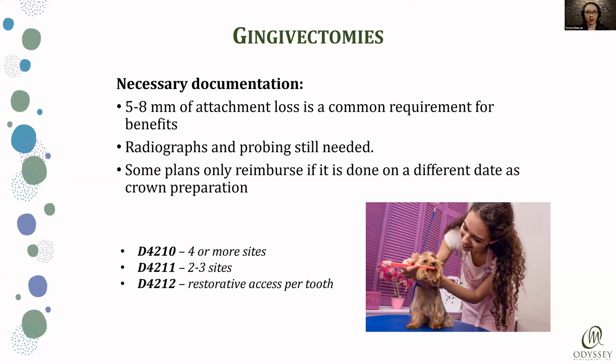This isn't every carrier, but these are the clauses that I found, which means these are the clauses I want you to look out for. So for benefits to be applied for gingivectomies, they are looking for 5 to 8 millimeters of attachment loss. That's common. I saw that very often in the benefit booklets. You still need to send in all of the radiographs and probing.